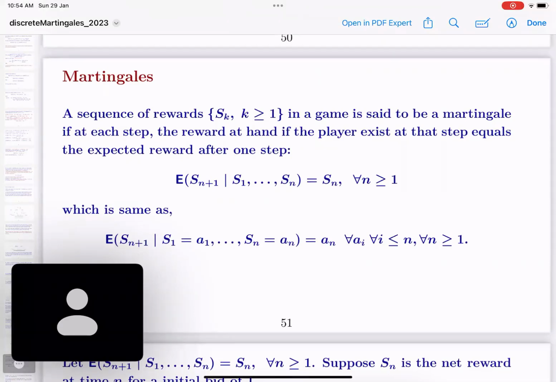Or writing this, we can write it as the conditional expectation of S(n+1) given S1 is A1 up to Sn is An, is An. So A1, A2, An are the nodes, and it is equal to the last node.